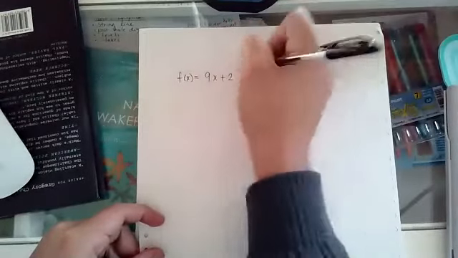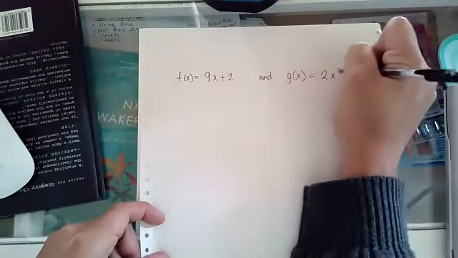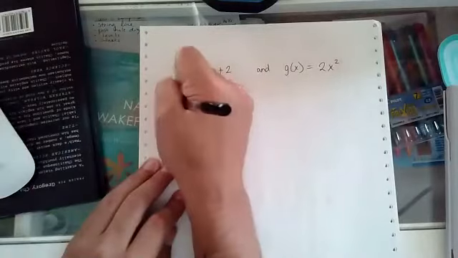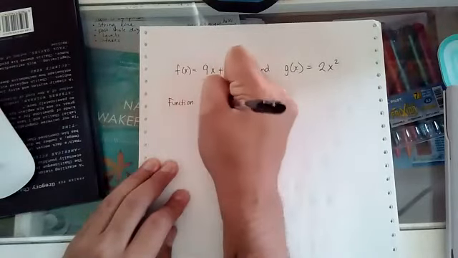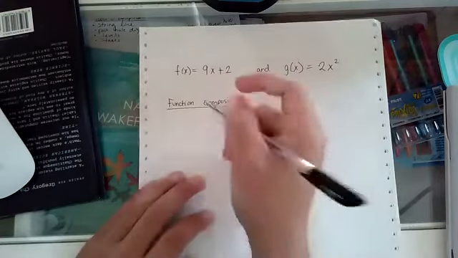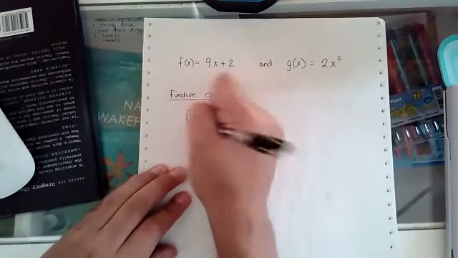So the two functions I gave you were f of x is equal to 9x plus 2, and g of x, I'm pretty sure I used 2x squared and left it at that. Function composition can be written in two ways, and here order does matter. So I can write f, and then this open circle is a new operation symbol, f composed with g of x.